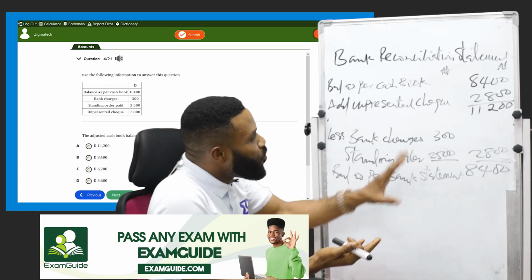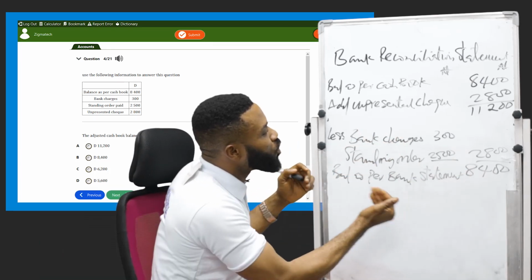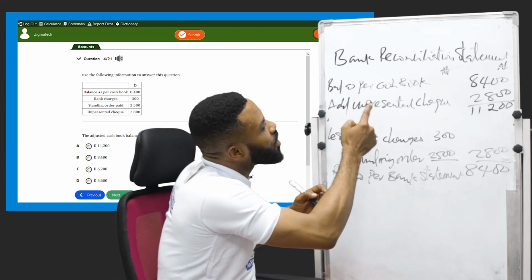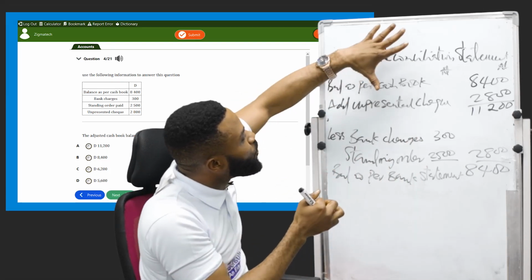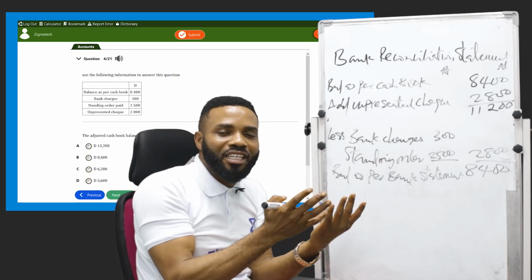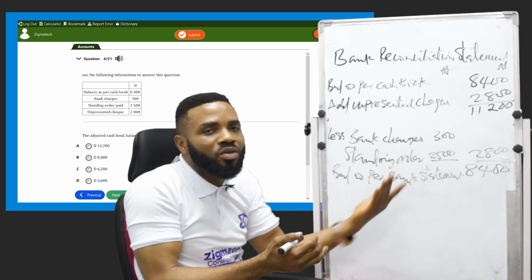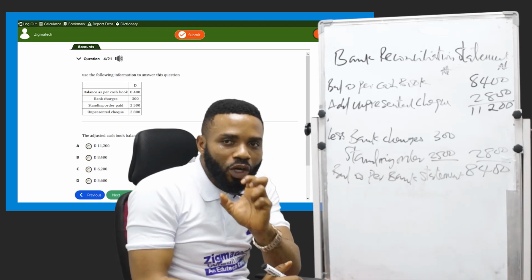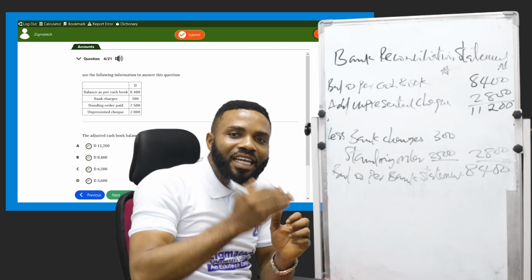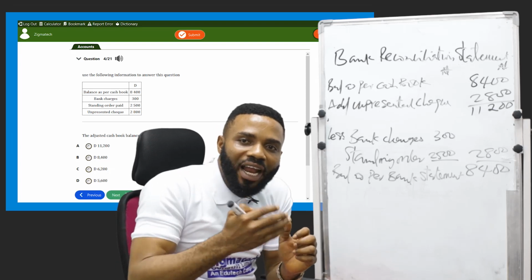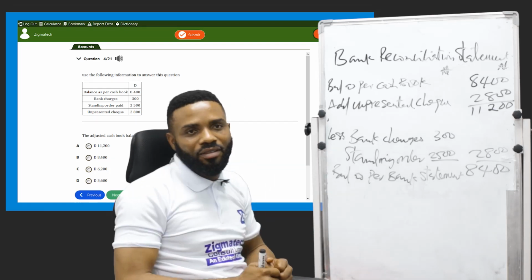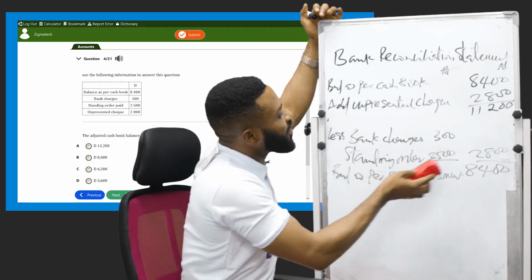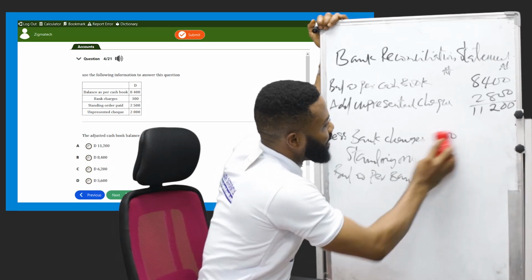So you see now, we've been able to deduce this because we have followed the procedure. If you follow the bank reconciliation statement like this, even if the bank statement balance is not given to you, you can deduce it. But that is not what we are expected to do. The question is, the adjusted cash book balance is what?